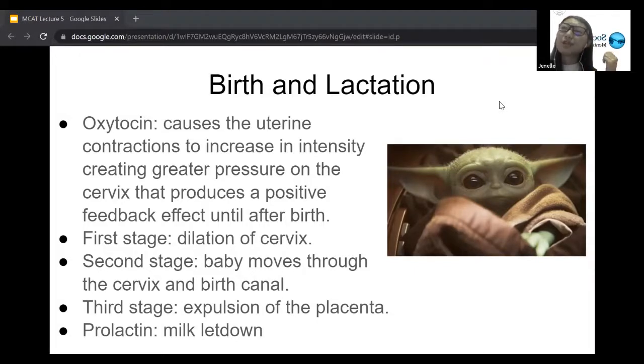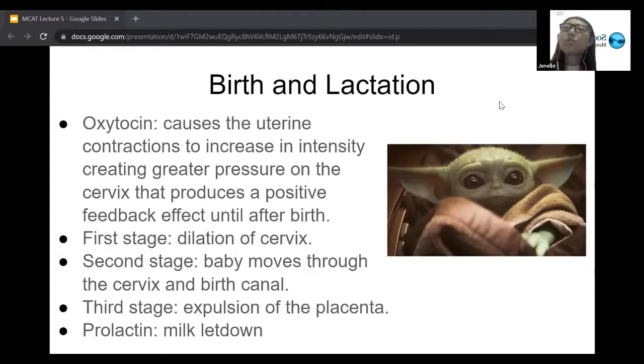The most important hormone associated with birth is oxytocin, which was briefly mentioned in that question earlier as an answer choice. As I mentioned, it causes the uterine contractions to increase in intensity, causing greater pressure on the cervix that produces a positive feedback loop until after birth, when it stops. As oxytocin increases, uterine contractions increase, which leads to oxytocin increasing more and so on. Oxytocin is produced by the posterior pituitary instead of the anterior pituitary.